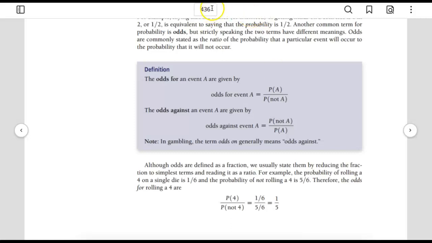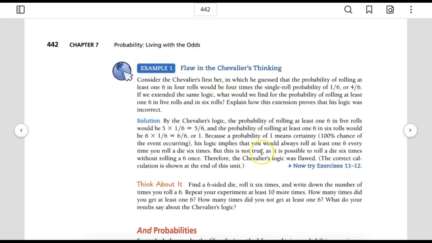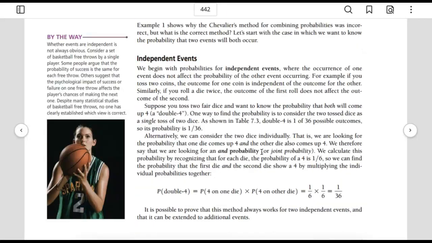So I'm going to move on to page 442. In this next section, we look at the difference between independent and dependent events. And here you have a definition for independent events. And basically, independent events are events that are not determined by a previous event happening. So, in other words, the probability that an event occurs does not depend on the probability of a prior event.